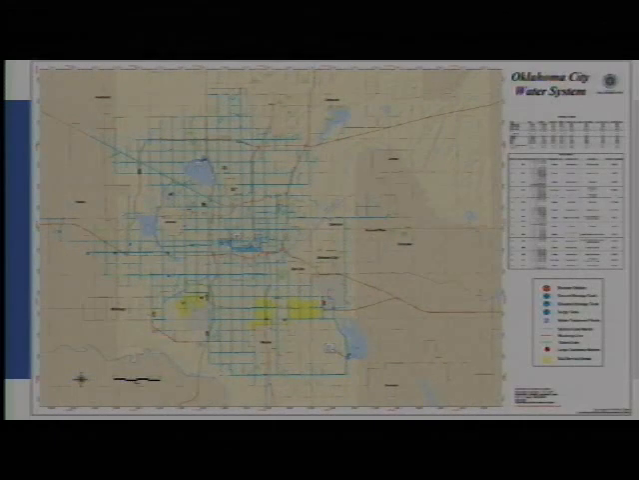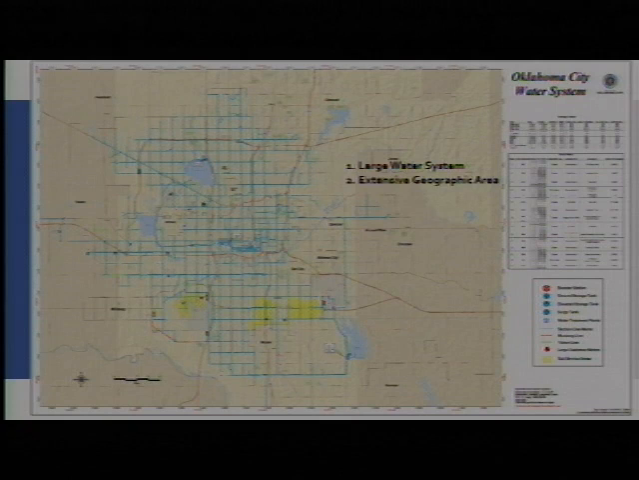So if we look at this slide here, it shows Oklahoma City and the water system that serves our customers. Couple things to note. It's a large water system. We have about 3,500 miles of distribution mains in our system. It covers a large area because Oklahoma City has a large incorporated area. And we have varying usage patterns throughout different seasons. In summer months we have higher usage, so we have more water flowing through the pipe faster, and in winter months we have less usage.